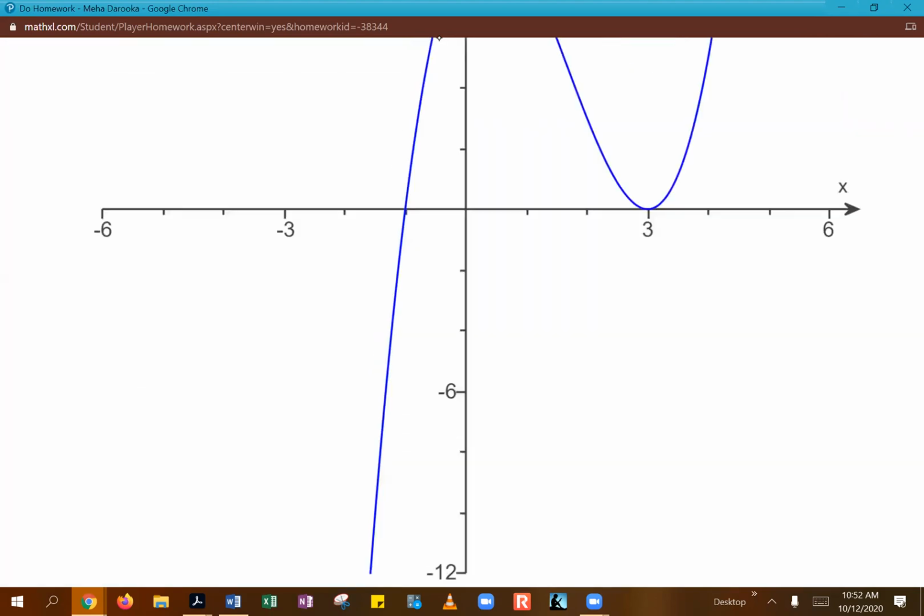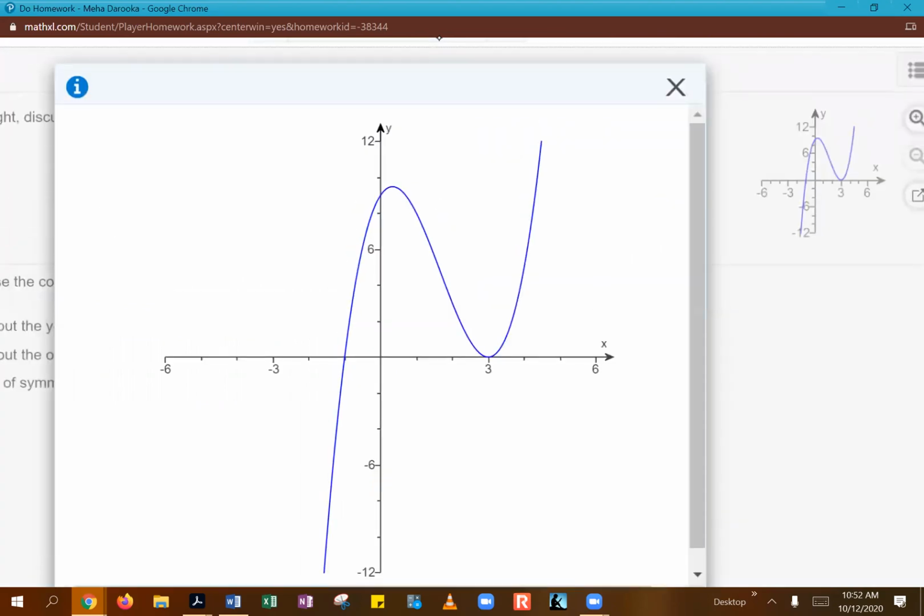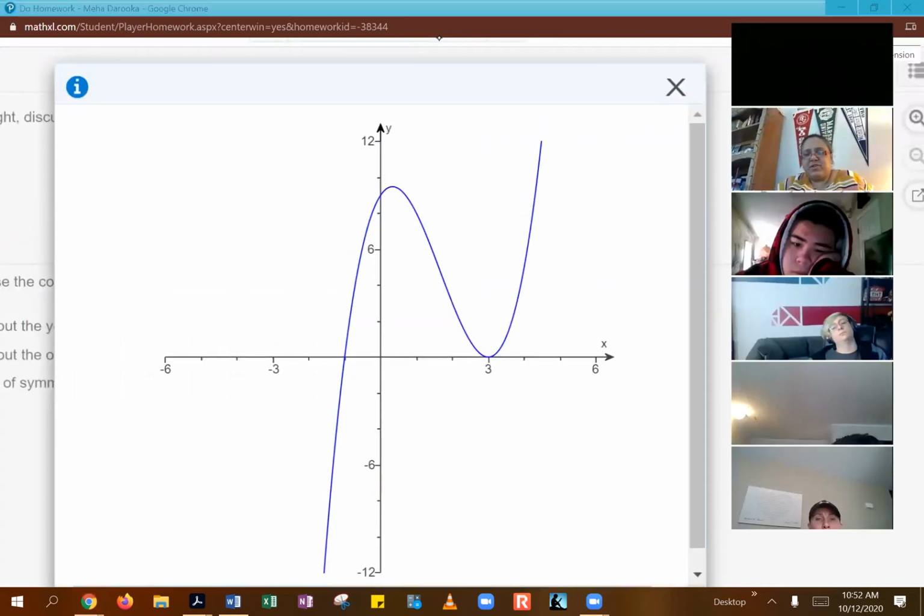We can make this guy a little bit bigger. So if we had to talk about symmetry, what would you say about the symmetry of this function? That it has neither. Yeah, because you don't see symmetry with the origin, with the y-axis, and obviously this is not a parabola, so it does not bring its own axis of symmetry either. So you would basically say it has no symmetry.